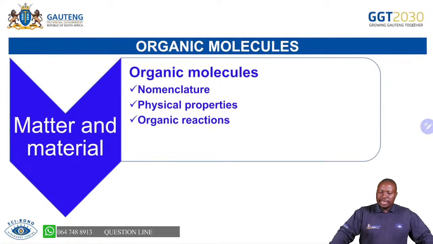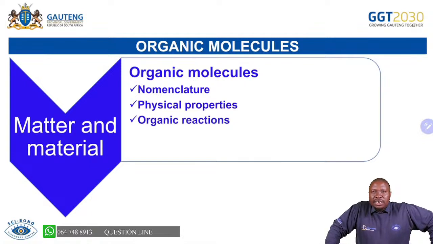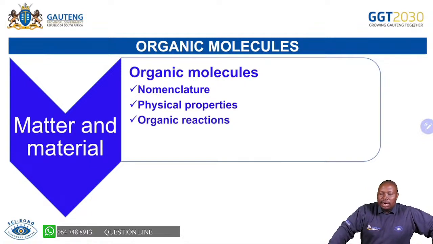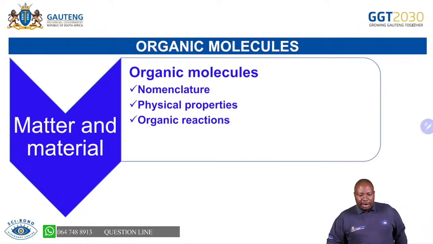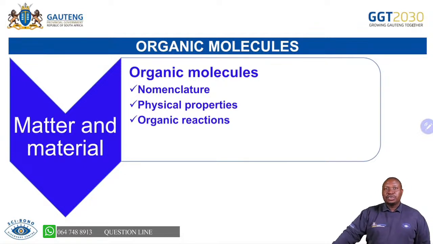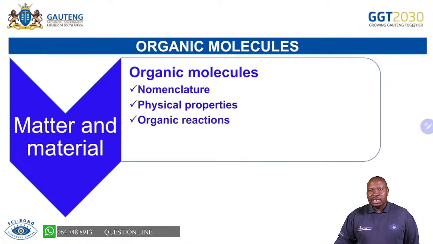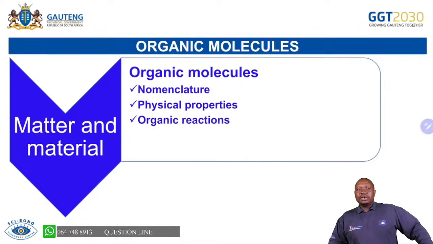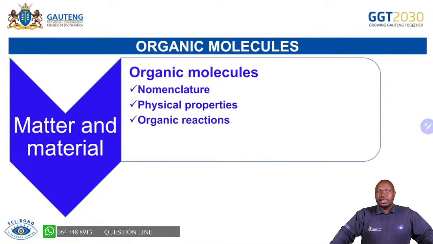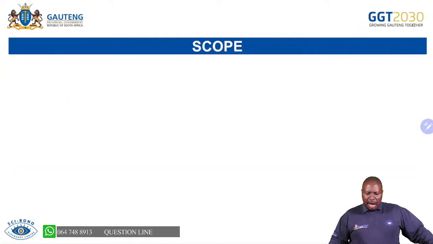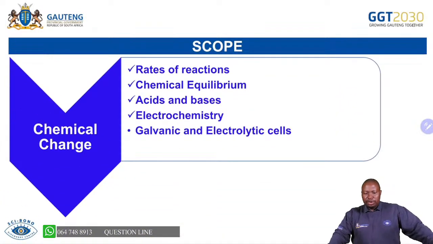In terms of the topics, we'll start with our question 2 and organic molecules, which is our nomenclature, physical properties, your question 3, and your question 4, which is organic reactions. So we'll start with that part. The first part, which is matter and material, is the topic organic molecules. You are also expecting 1.1, 1.2, 1.3 to be coming from these organic molecules in terms of your multiple choice questions.